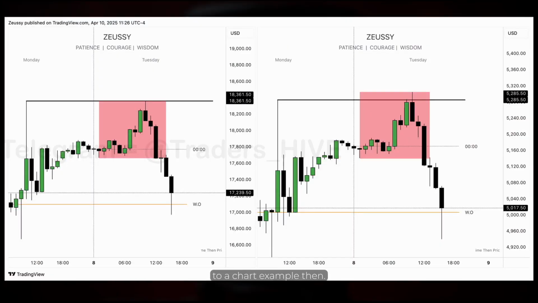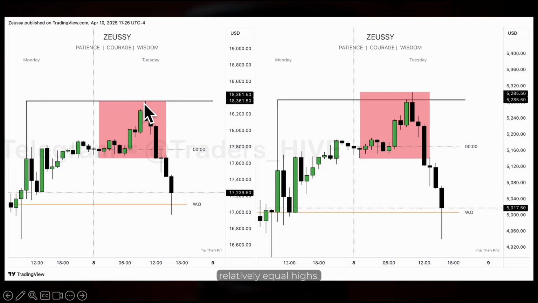When we pay attention to a chart example then, what I would like you to see is that on the left you can see the Nasdaq and on the right you can see ES. The Nasdaq initially consolidated and then we saw the market expand towards the upside. Notice that the market was drawn towards previous day high, which is right here, and notice that the market did not take out this high.